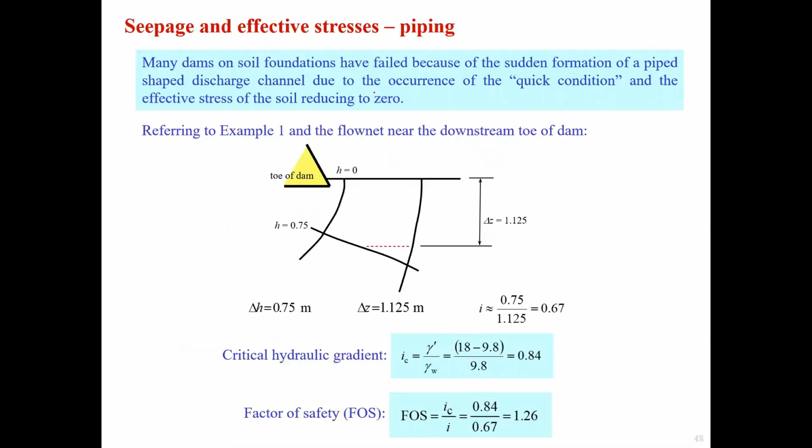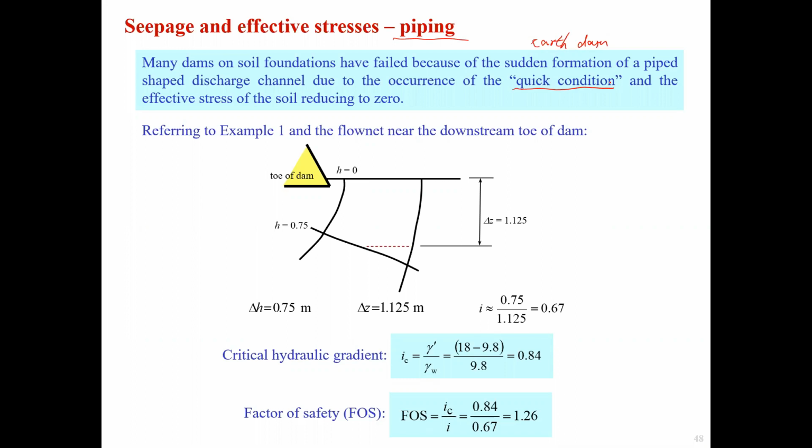Yeah, and then maybe I'd better spend more time to cover the last few slides. This covers the problem of internal erosion, also called piping. This occurs in many dams, mainly earth dams. It happens when the effective stress of the soil is reduced to zero. We call it the quick condition.